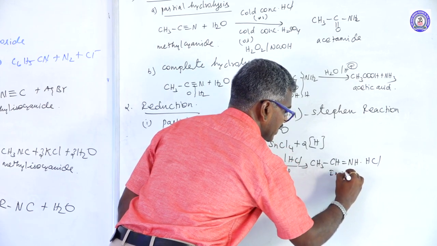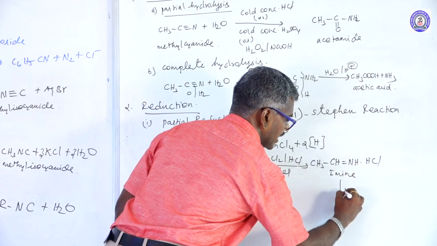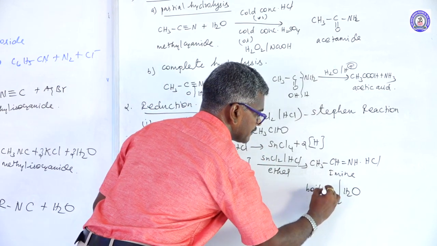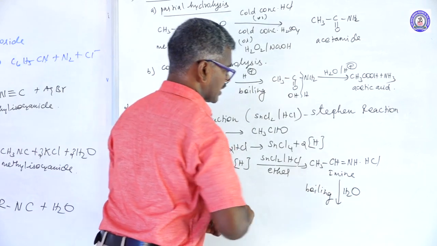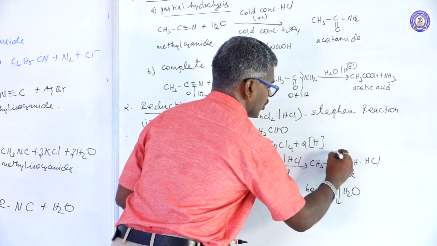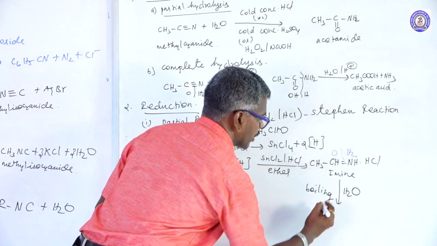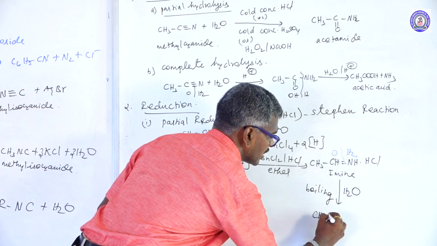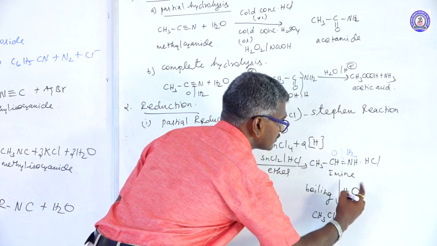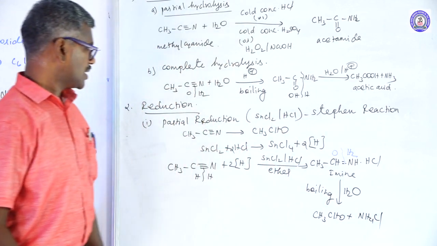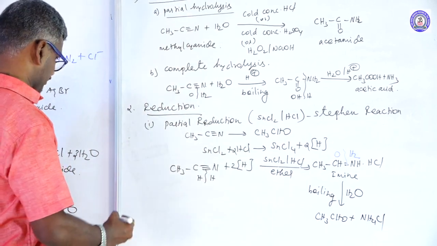The imine acts as an intermediate. Further is hydrolysis. The key bond is the double bond; this bond breaks, oxygen and hydrogen. Removal of ammonium chloride gives formation of acetaldehyde.